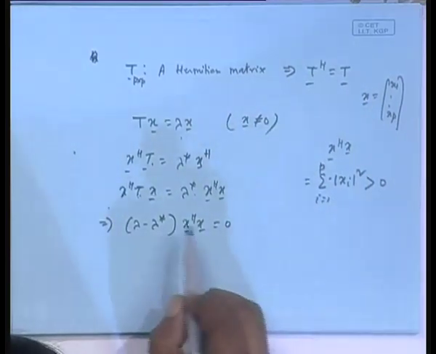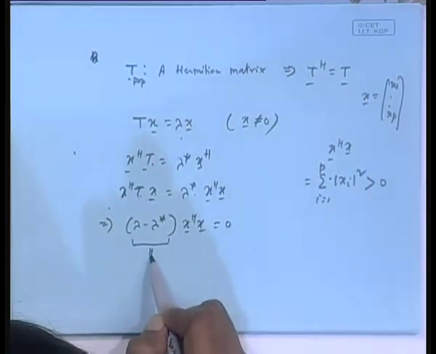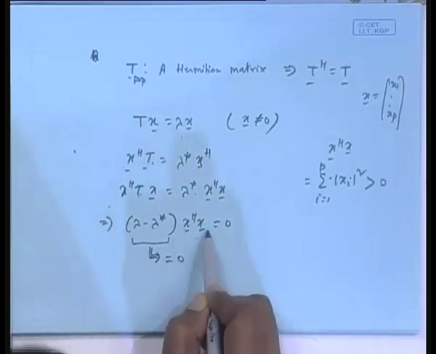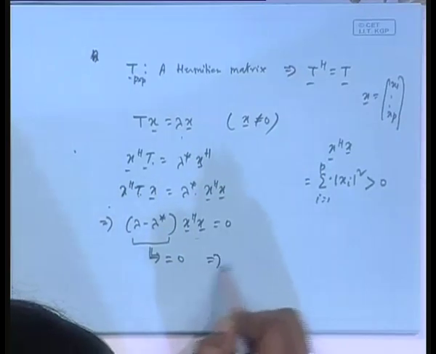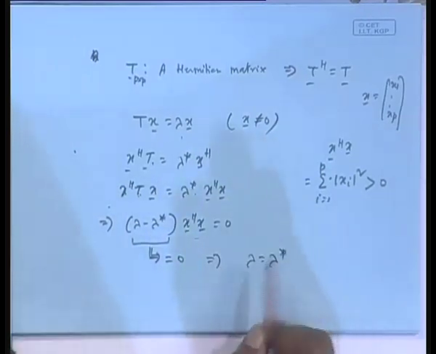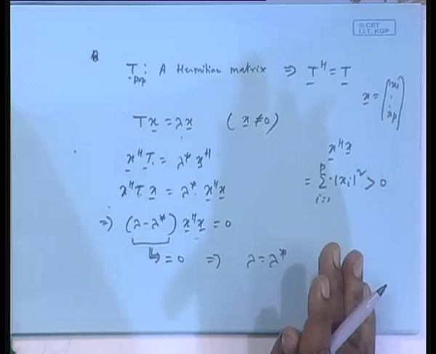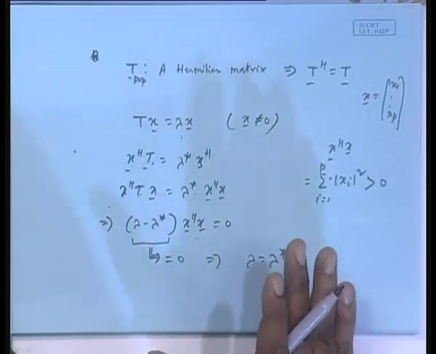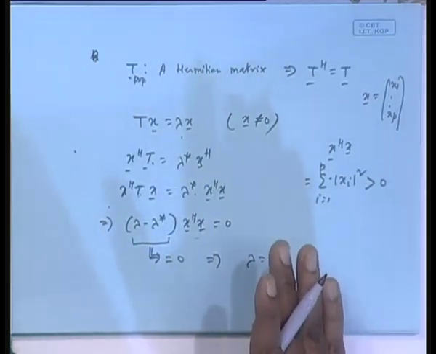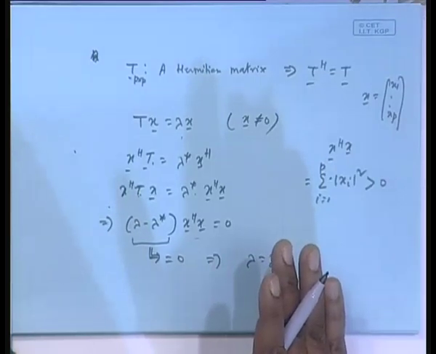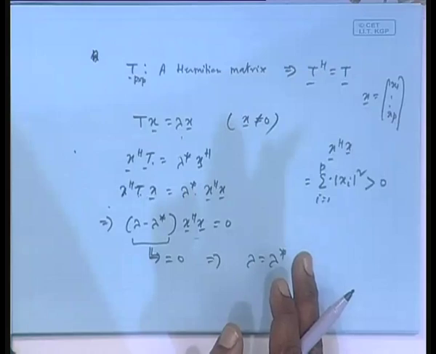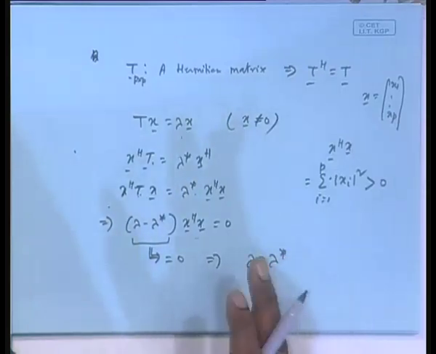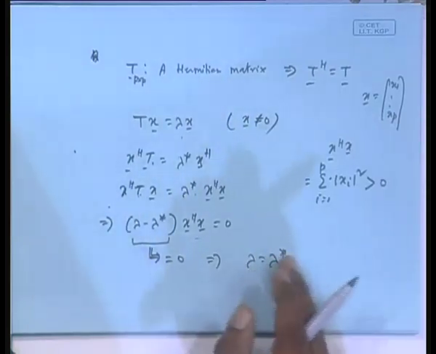So, in this equation this is equal to 0, this implies, because this cannot be 0, lambda equal to lambda star, which means lambda is a real value. So, even if the matrix is a complex-valued Hermitian matrix, eigenvectors are in general complex valued, but eigenvalues are all real for a Hermitian matrix. So, for any correlation matrix, if we find eigenvalues, they are all real.